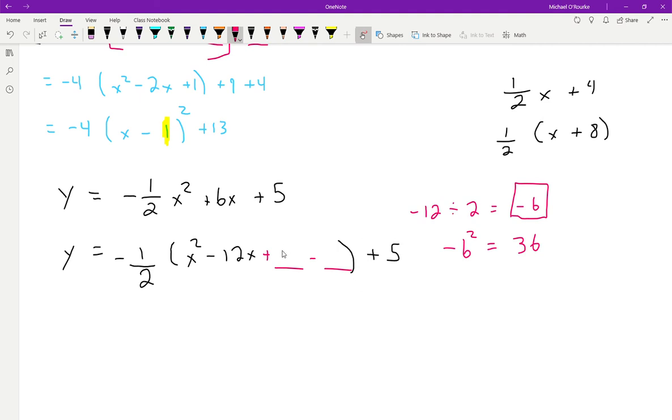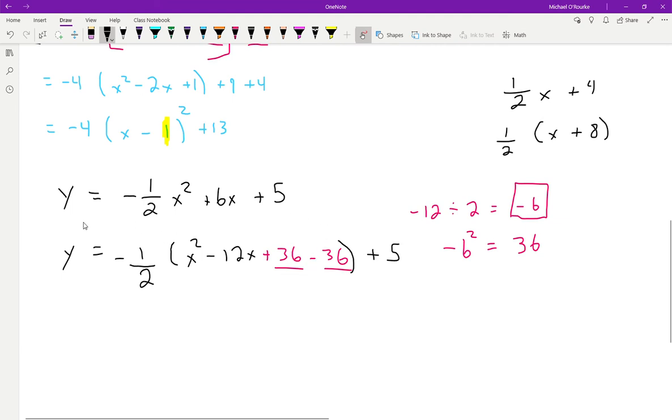Almost there. Plus 36 minus 36. You have to complete the square, right? You're a little bit off, I think. Oh, no. I'll take a look at it. Yeah, I think you're good, Tej.